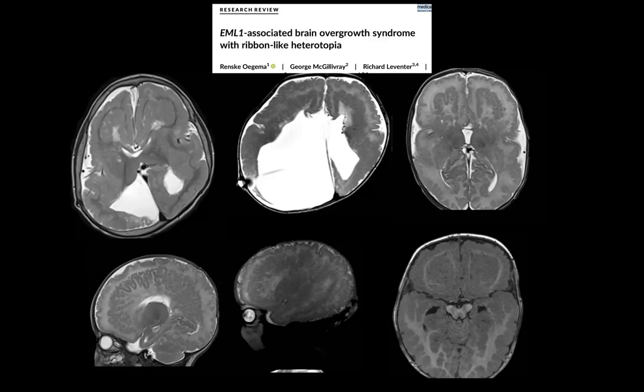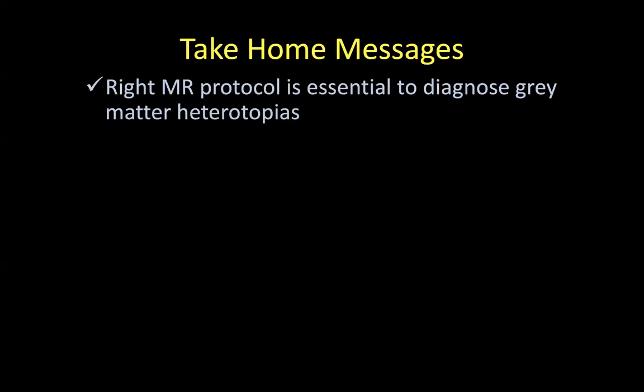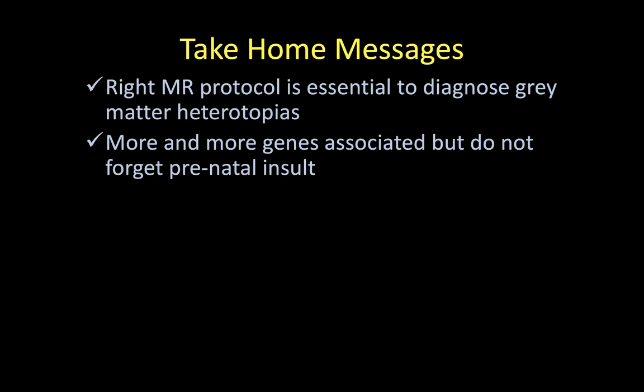So what are my take-home messages? The right MRI protocol is essential to diagnose gray matter heterotopia. You need high-resolution sequences. More and more genes are associated, but do not forget prenatal insult and look for associated causes or associated findings that suggest a prenatal insult, like schizencephaly, cleft, loss of white matter, Dandy-Walker malformation.